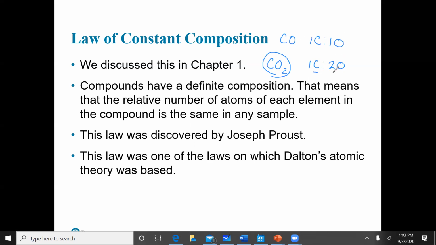This ratio has to stay the same within a given compound. So if we're dealing with CO2, whether you have 1 molecule of it or you have an entire room of it, you will always have this ratio. That is the law of constant composition. Composition is consistent within the compound.